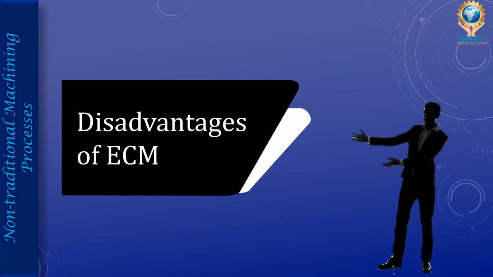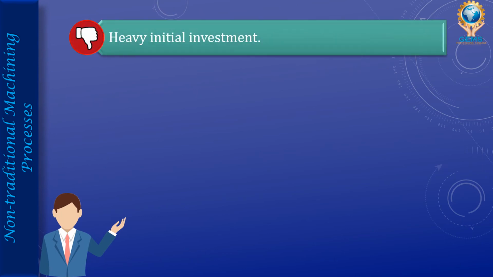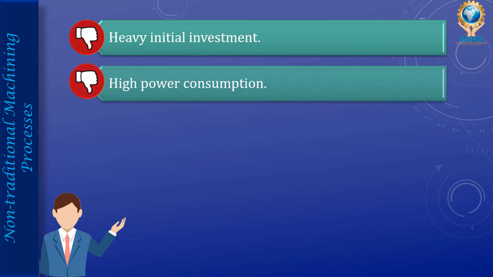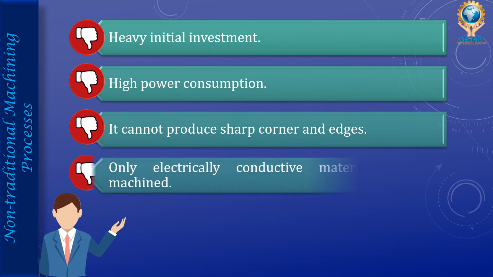Now let us see the disadvantages of ECM. Yes, it needs a heavy initial investment. So this ECM process has a high initial investment, and it has high power consumption. See, it cannot produce sharp corners and edges. So the main disadvantage is that it cannot produce sharp corners and edges.